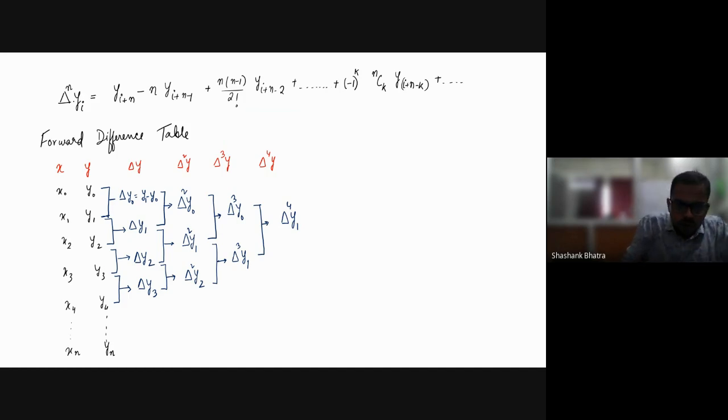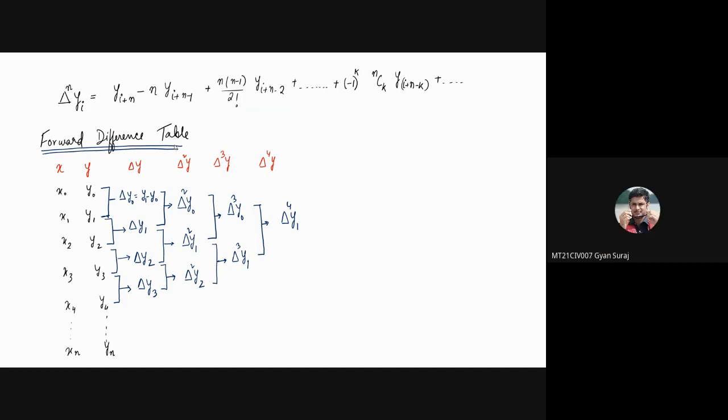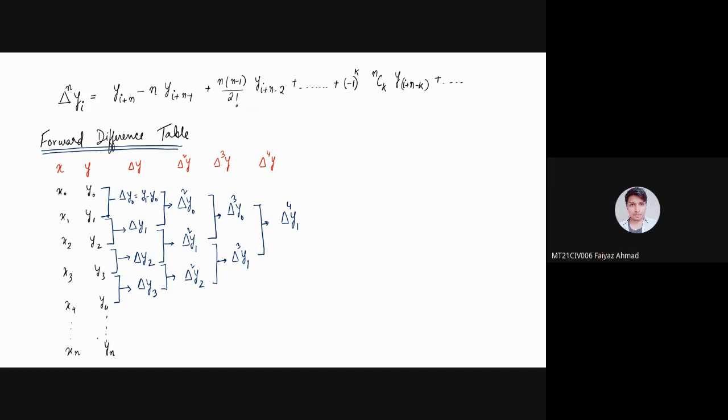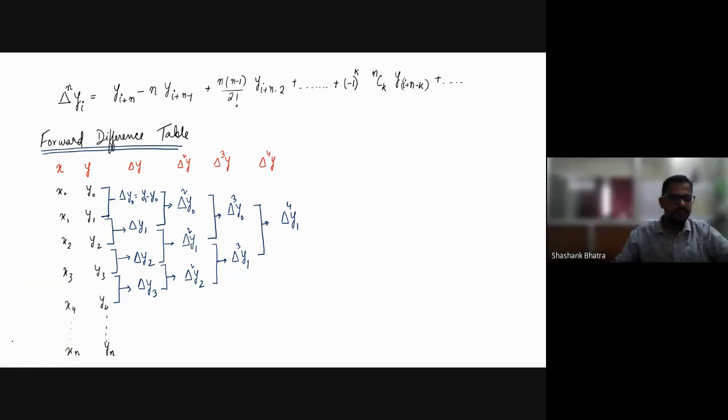Yes. You all will be able to obtain this forward difference table for a particular set of data points. Yes, sir. Any queries? No, sir. Okay. Let's move on then.